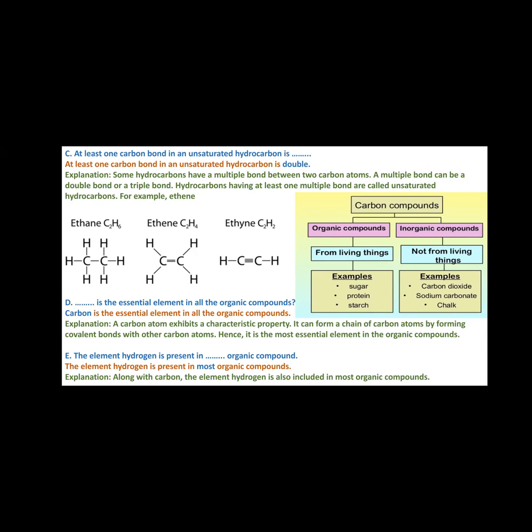Now question number D. Blank is the essential element in all organic compounds. Now which one is the essential element in organic compounds? The answer is carbon is the essential element in all the organic compounds. The answer is carbon. Explanation. A carbon atom exhibits a characteristic property. It can form a chain of carbon atoms by forming covalent bonds with other carbon atoms. Hence, it is the most essential element in the organic compound.